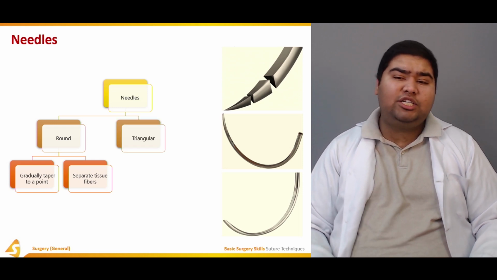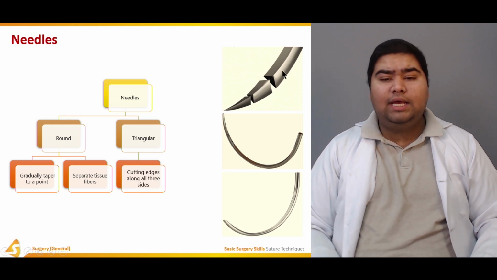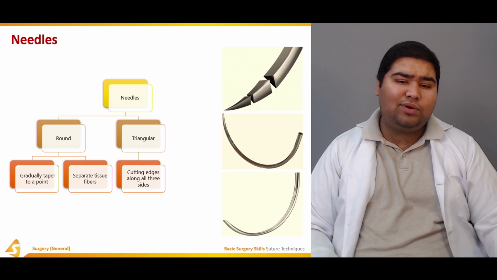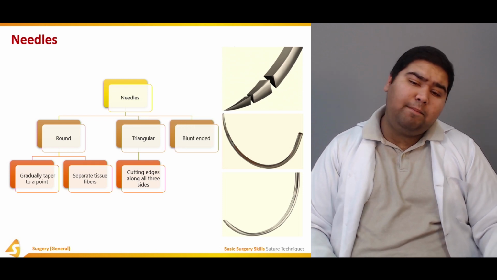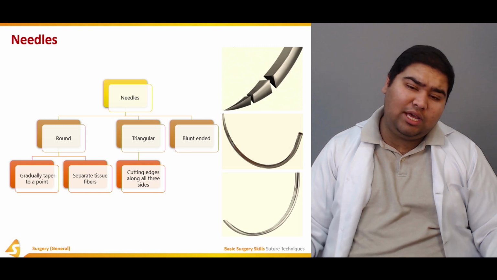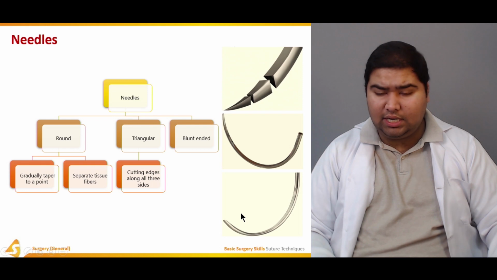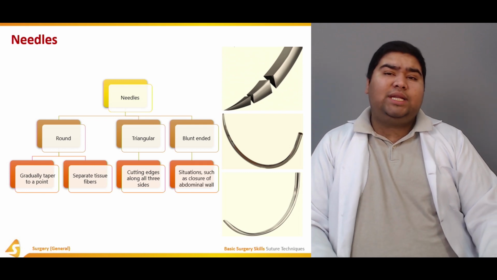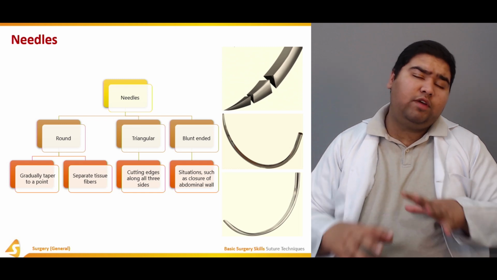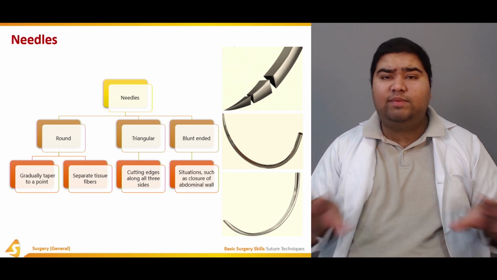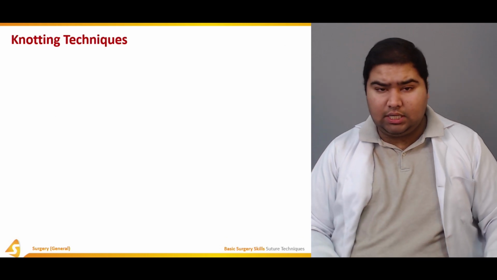Now we can have a triangular needle. Here you can see this is the triangular needle. It has three cutting edges, so cutting edges along all the three surfaces. And then we can have a blunt edged needle. Here you can see this is a blunt edged needle, not a sharp pointed needle. So it is used in situations such as closure of the abdominal wall where you do not want a lot of muscle charring. So you'll use a blunt edged needle.